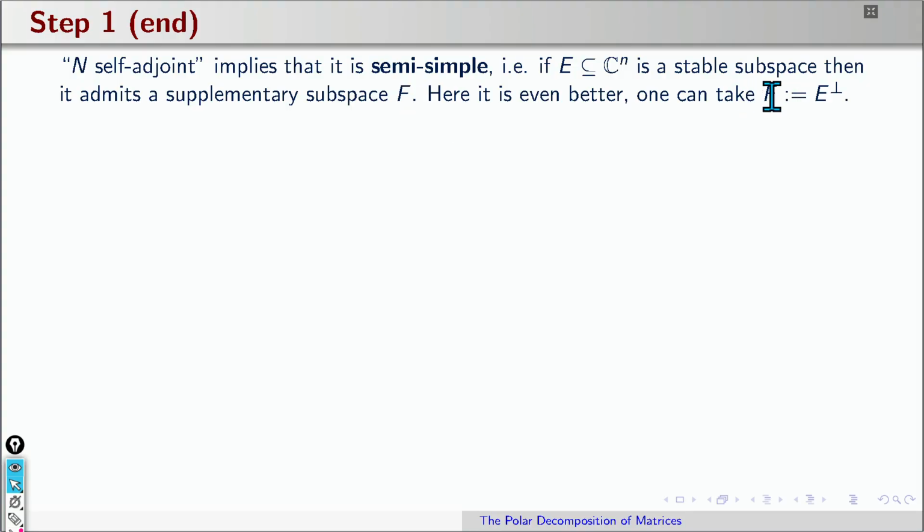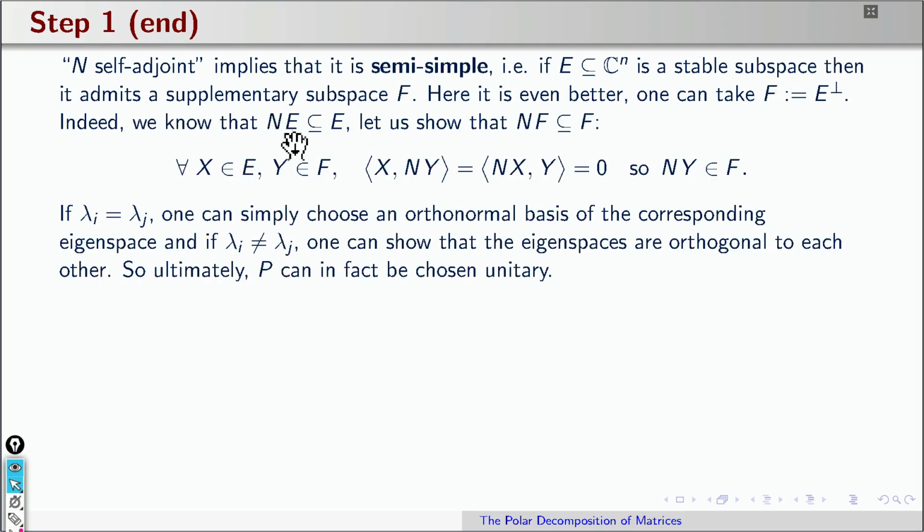Here we can even take F to be the orthogonal complement. Let us show this. I say stability of E: for any vector V in E, n of V will be inside the subspace E. I just simply write like this. We want to show the same for the orthogonal complement. Let us take two elements, one in E and one in the orthogonal complement.